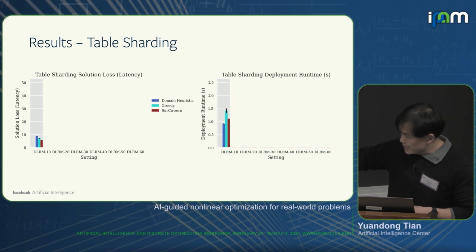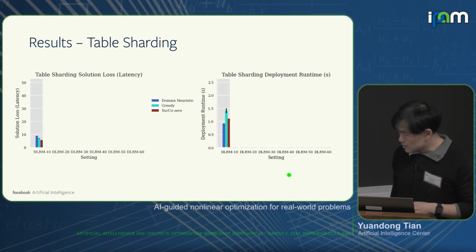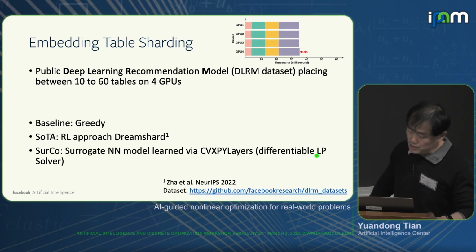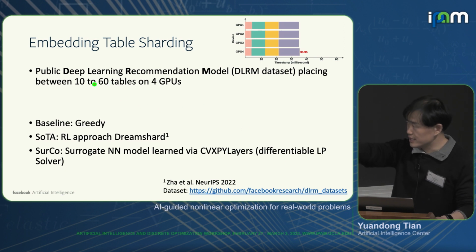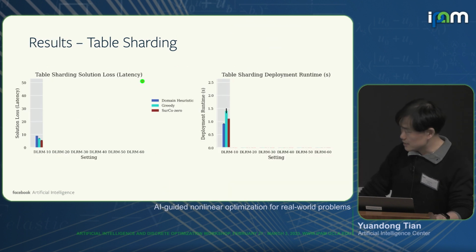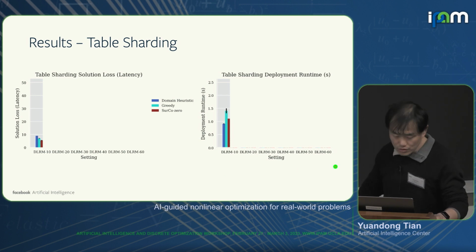Here the x-axis is a benchmark called deep learning recommendation models, and it has several parameters. First of all, how many tables do you have? This is like 10 to 60. That's the number of tables listed in the x-axis, so you have DLRM 10 all the way to DLRM 60. And it's all placed on 4 GPUs.